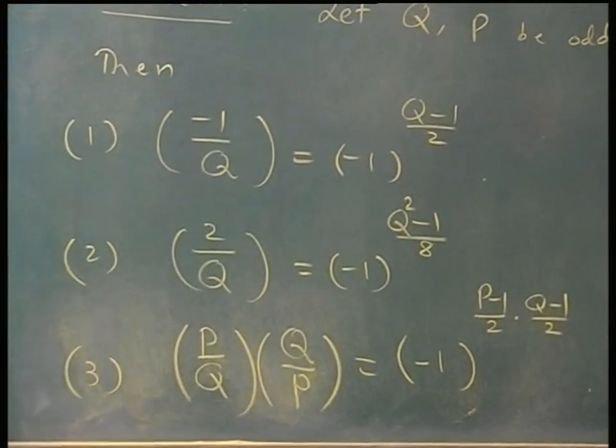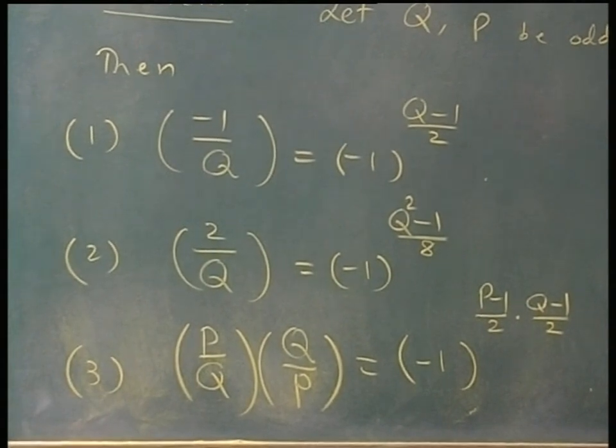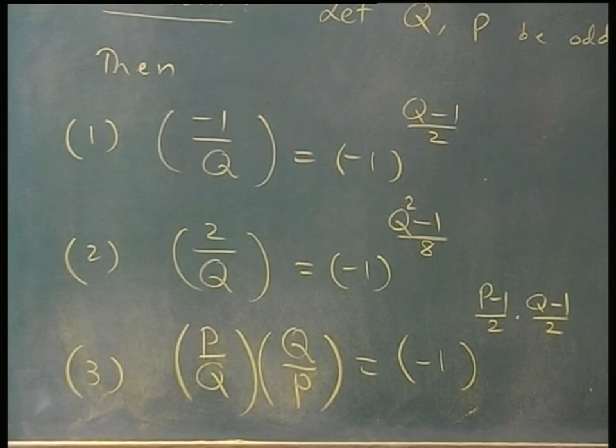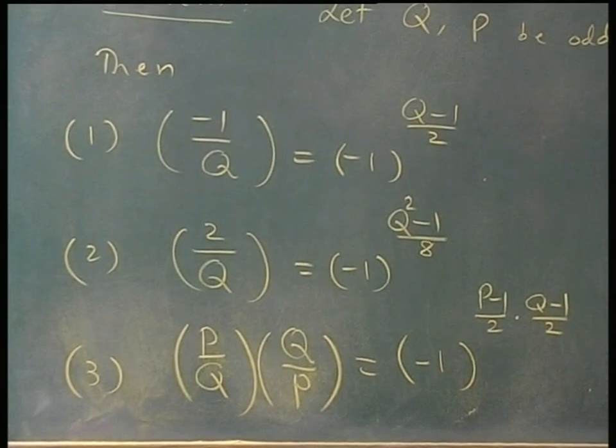You see that these properties are exactly like the properties of the Legendre symbol. The only thing is that the basic property of the Legendre symbol is not satisfied by the Jacobi symbol. That means if A by capital Q is equal to 1, from that you cannot conclude A is a quadratic residue mod Q. That is the only difficulty. We shall see how this Jacobi symbol is useful because of these properties.